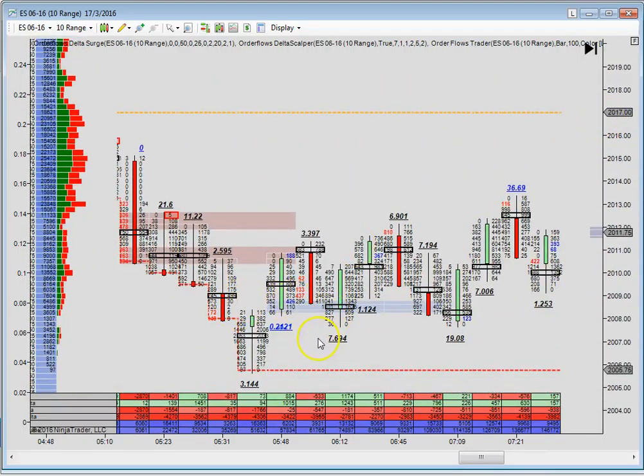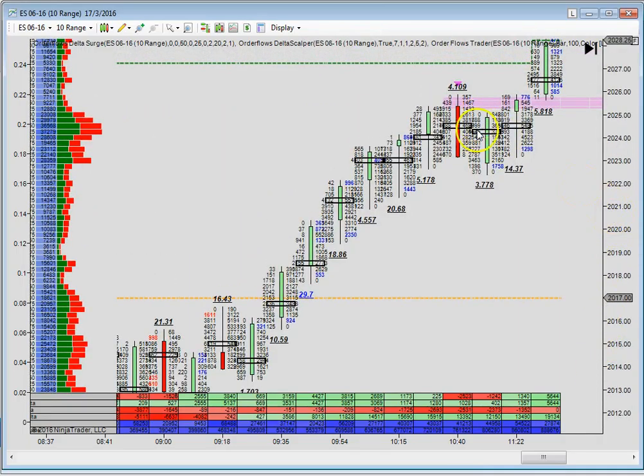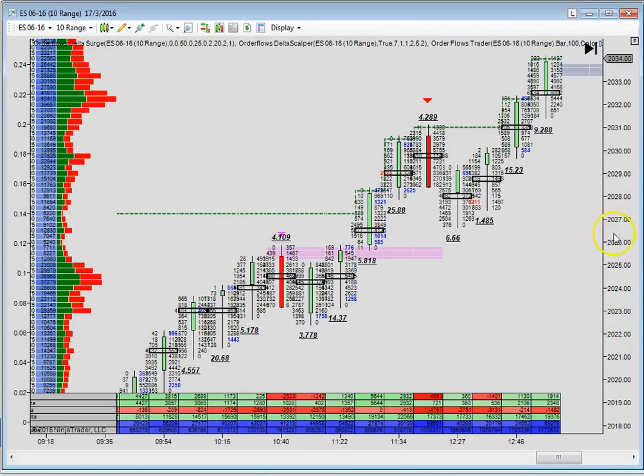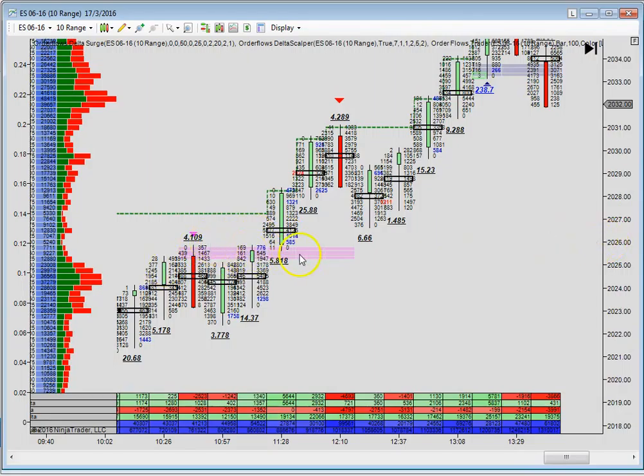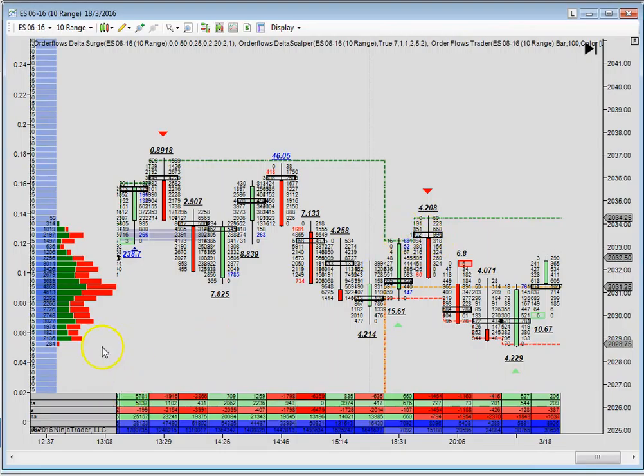It's getting you in down here right off the low, all the way up to nearly the high of the day. That's almost a 20-point move. And we ended up going higher, but nevertheless, this one failed. And that was it for the day on a 10 range.